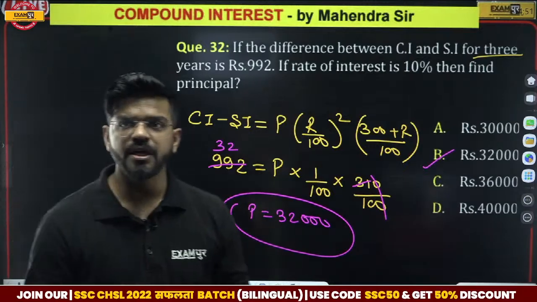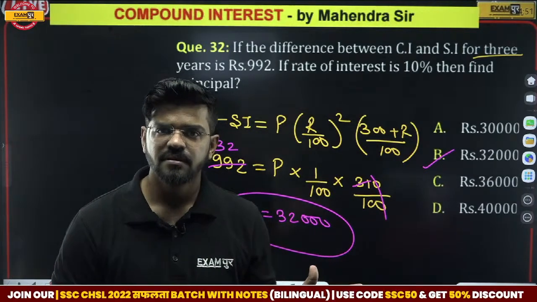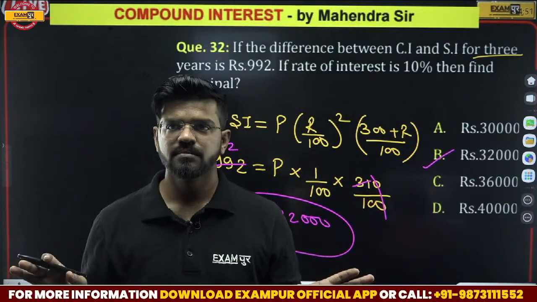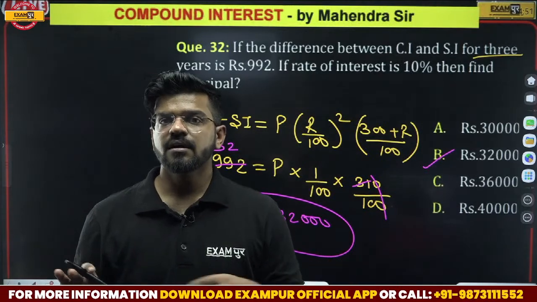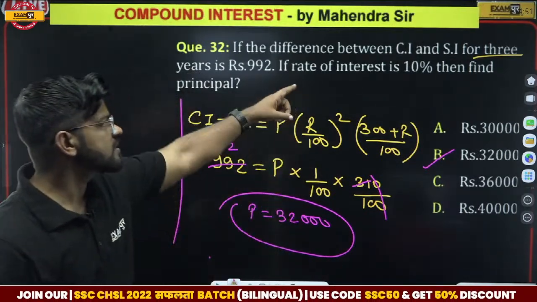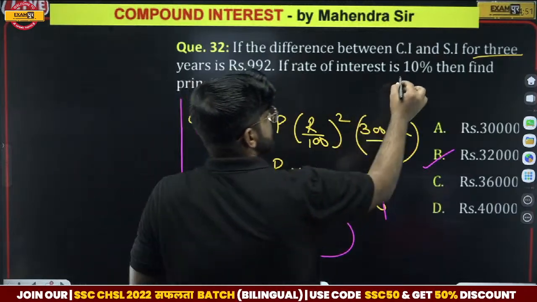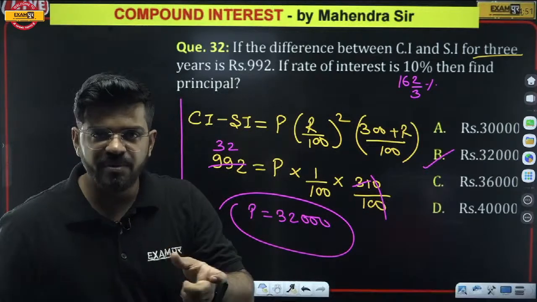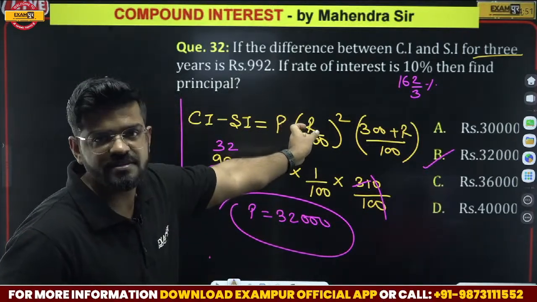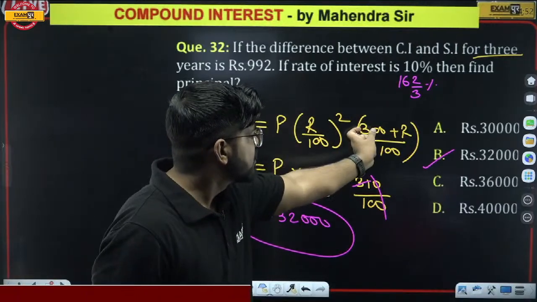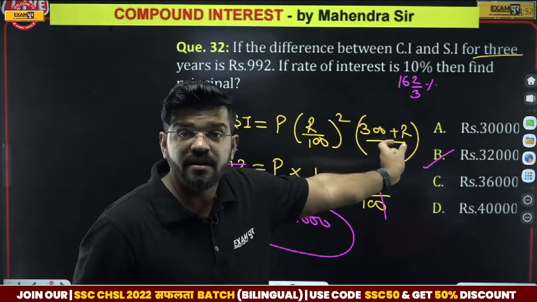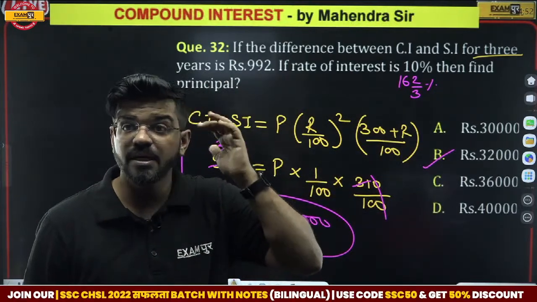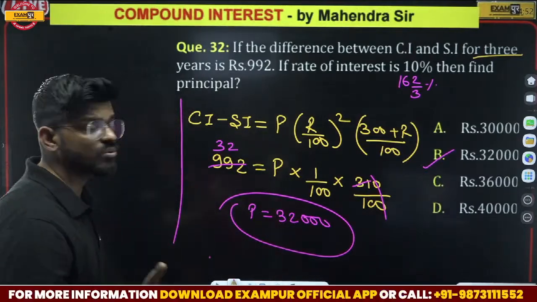Do you want me to do it by slab method? If you don't want to learn any formula, formula is good, but if the rate of interest is something like 16/3%, then 16.66 will be there. R value should be 16.66%. Then 100 plus 300 plus 16.66, the calculation will be very tough. In that case, you should also know the slab method.